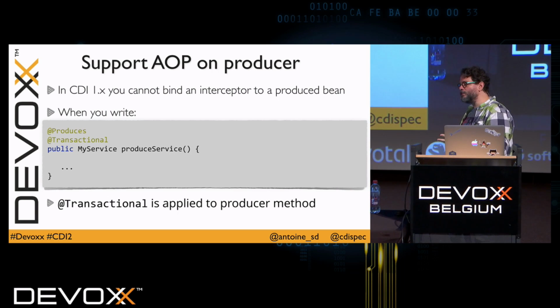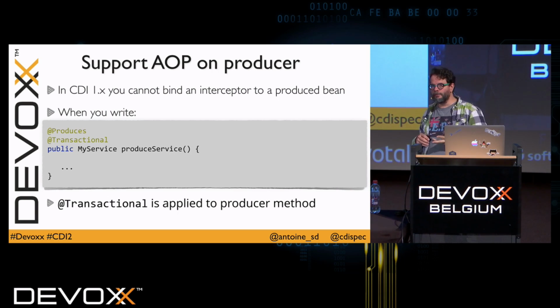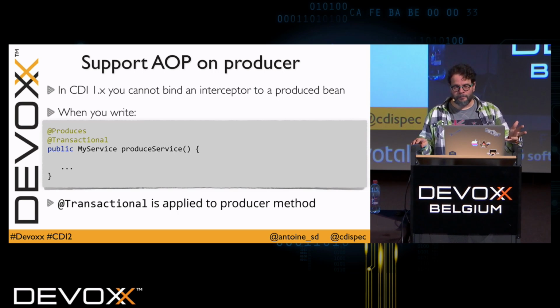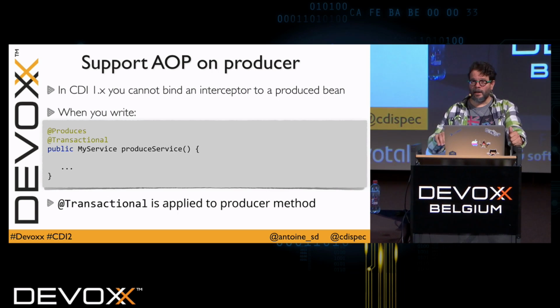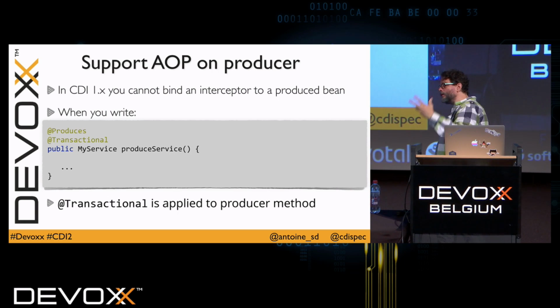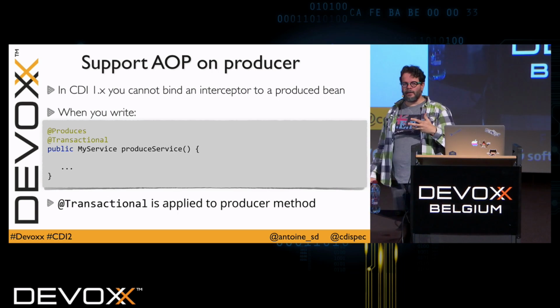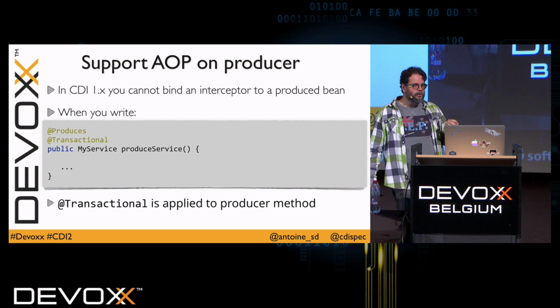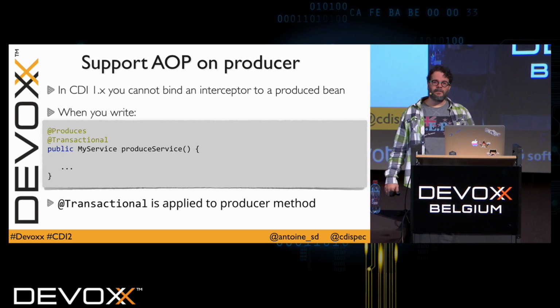And there is another way to define the bean. It's through a producer. So the producer is declared with the @Produces annotation, and you can apply the @Produces annotation on a field in an existing bean or on a method in an existing bean. But right now, when you define a producer, the produced bean won't be eligible to have an interceptor activated on it.